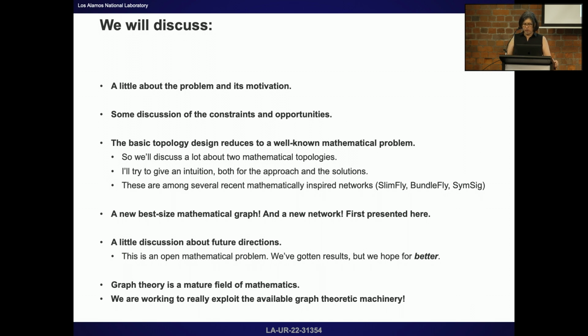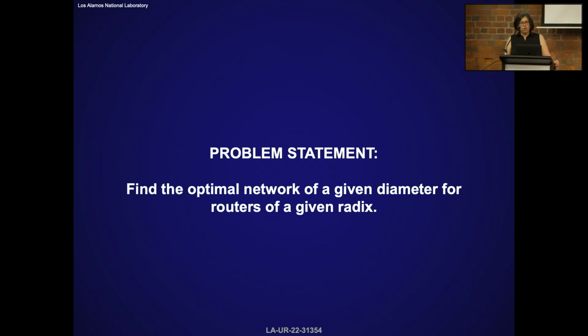Old networks do not properly exploit it. And that's the subject of my talk. So first, the problem statement. What we're looking for is to find an optical network of given diameter for routers of a given radix.